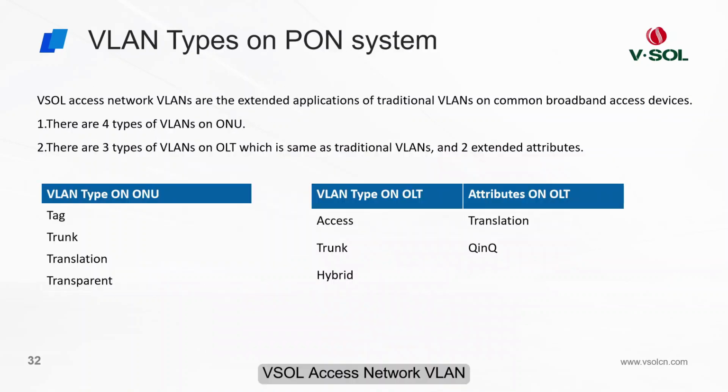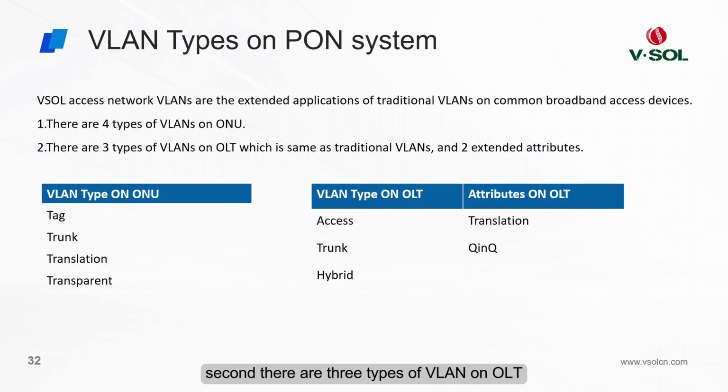VSOL access network VLANs are the extended applications of traditional VLAN on common broadband access devices. First, there are 4 types of VLAN on ONU: tag, trunk, translation, and transparent. Following, we will explain them one by one.